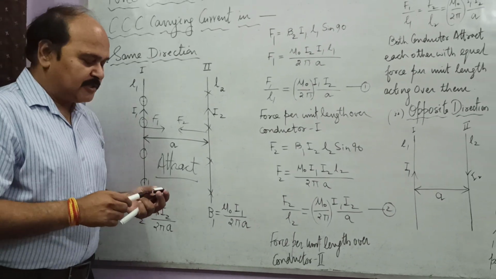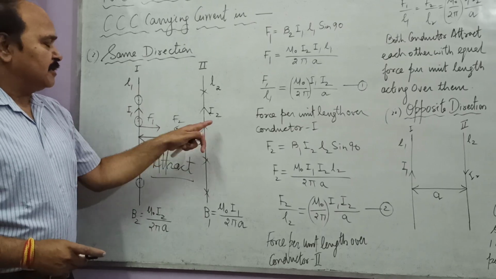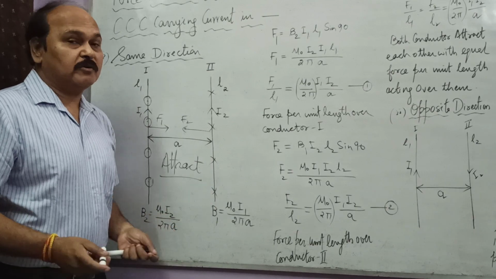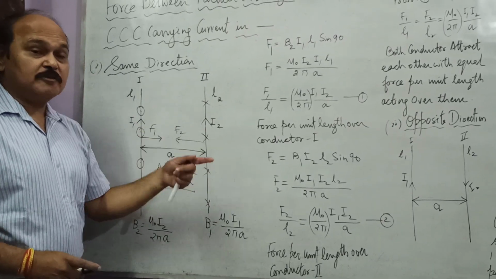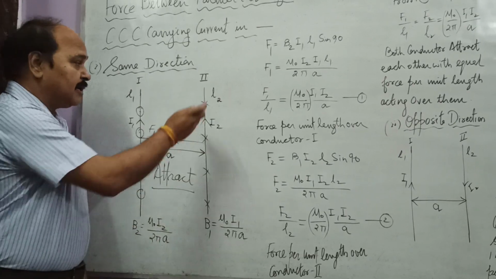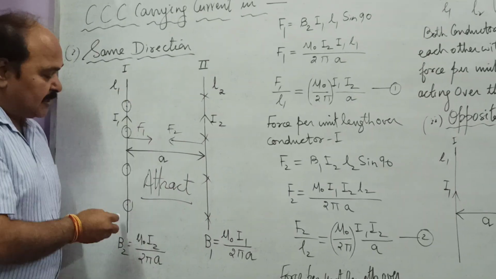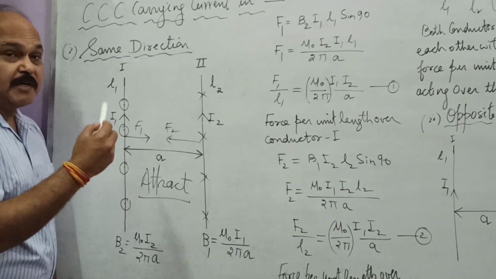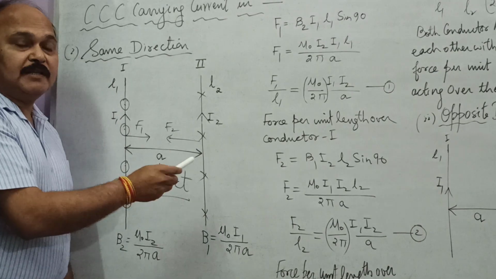You might say that this conductor creates magnetic field all around itself, so this conductor should also be acted upon by its own field? No, not at all. This conductor is not going to be acted upon by any force because of its own field, because its own field right here is 0. So magnetic field over the axis of conductor is 0. Therefore, because of own magnetic field, there is no force.